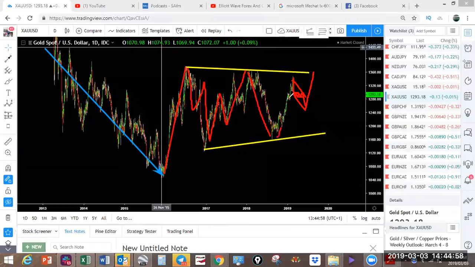Okay, this will be another 1, 2, 3. There will be A, B, C, D, E, and then you get that move before you get the move to the downside. So you see, these are the guidelines that are guiding us. So now you've got a pulsing move. Let's see what we get on gold.